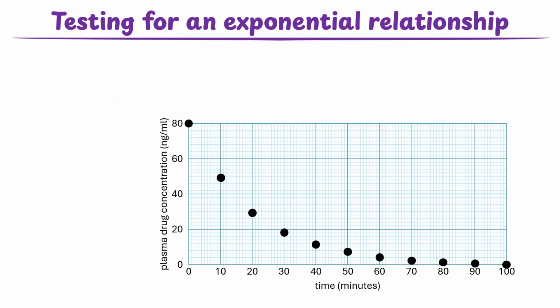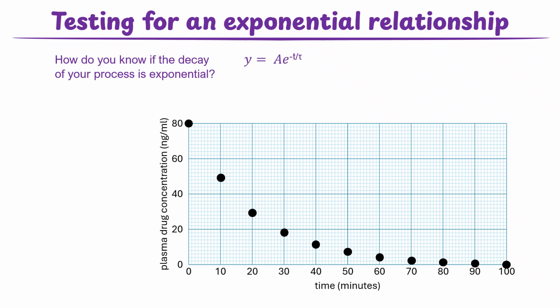Before measuring a time constant, we first need to check whether the fall in plasma concentration really is exponential. In modern practice, this is almost always done using curve-fitting software, which fits an exponential model directly and estimates the time constant automatically. Here, however, we'll work through the process so you can see what the software is doing behind the scenes. We return to the equation for an exponential decay.